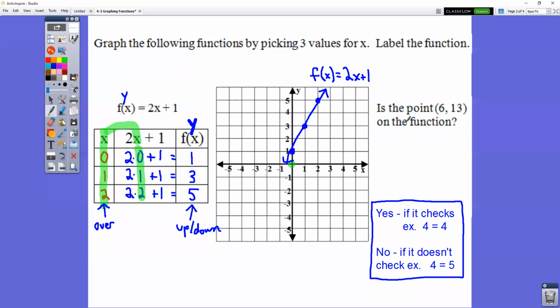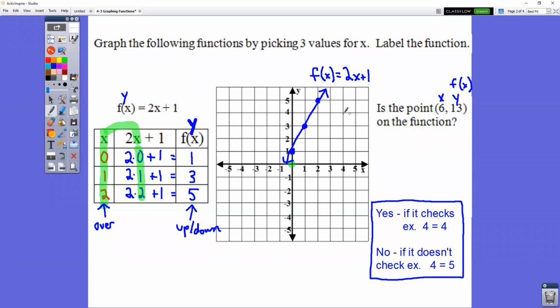And then you're going to have this third question, just like we had before. Now, remember, when we have points, all points are written x, comma, y. So 6 is our x, 13 is our y. Remember, this is also your f of x. F of x and y are the same thing. So we want to know, is that point 6, 13 on the function? Is it part of the line? Is it on the line?